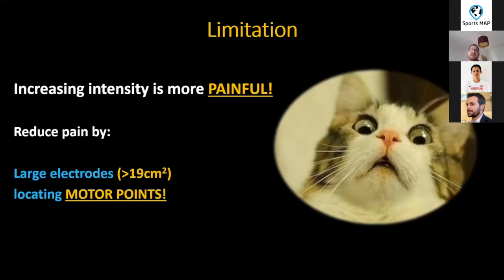But if we're aiming to get the most current into the muscle possible, how can we do that while reducing the pain? First off, we can use larger electrodes. The evidence suggests that anything above 19 centimeters squared helps to reduce the discomfort associated with it. But the most important thing is locating the motor points on the muscles. This is one thing I just don't see anyone doing when I speak to them or consult with them about it, but this is the main methodological point for electrical stim training.